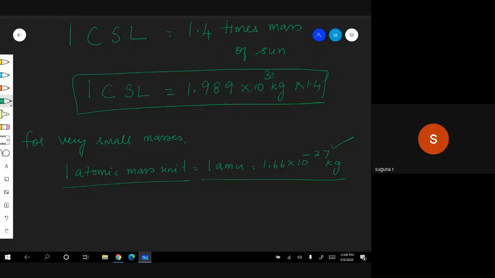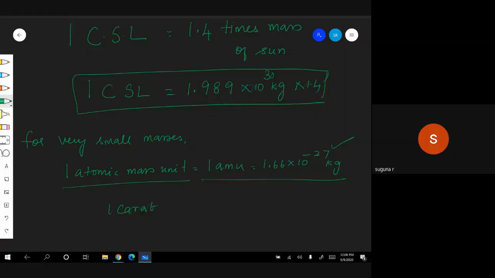I think you would have seen diamonds, no? For diamond measurement, they give it in carat. You cannot use kilograms for diamonds. For measuring the mass of diamond stones, which are very precious, what we use is the carat, 1 carat.